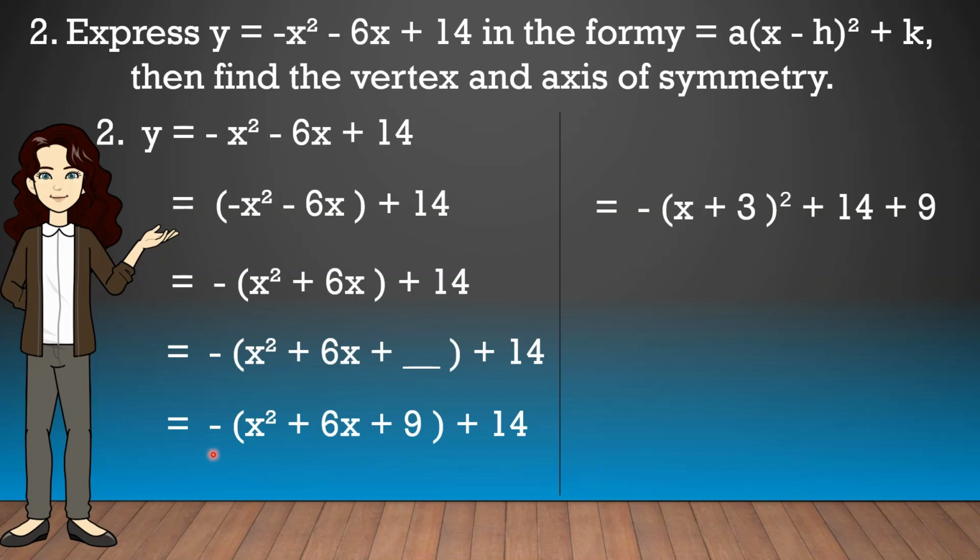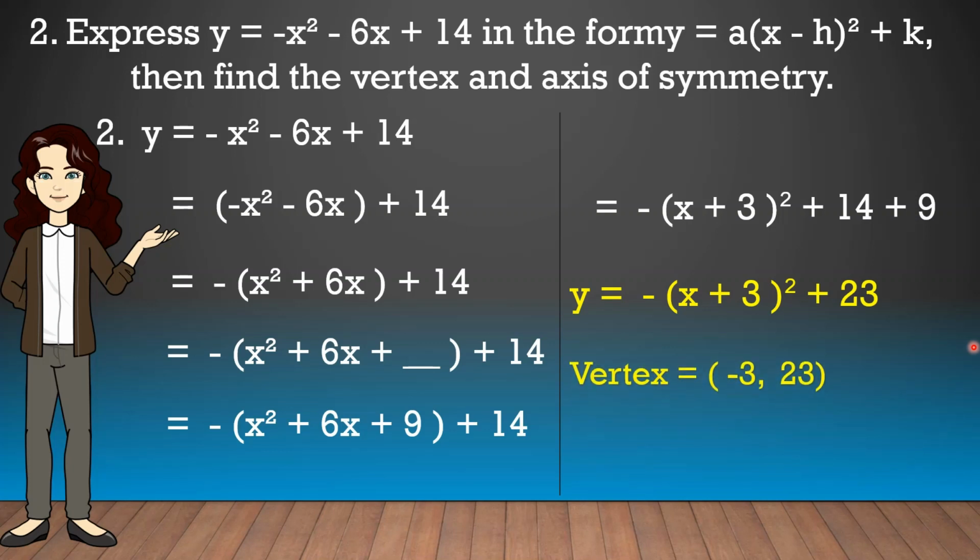So write this as a square of binomial. So we have negative times the quantity of x plus 3 squared plus 14. Then negative 9: instead of negative 9, you will write plus 9. And our final answer is y is equal to negative quantity x plus 3 squared plus 23, because 14 plus 9 is 23.